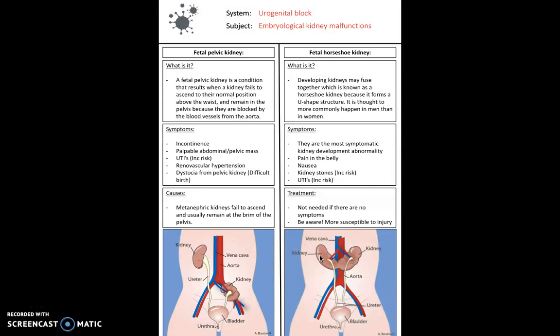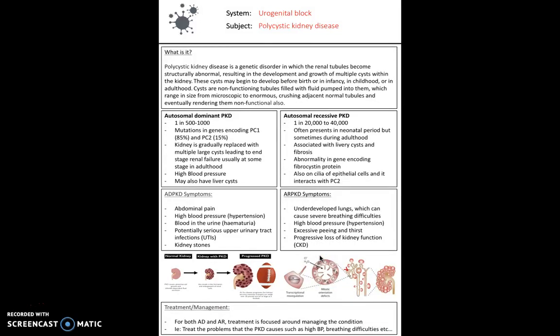Moving on, we looked at polycystic kidney disease, which is a genetic disorder in which the renal tubules become structurally abnormal, resulting in the development and growth of multiple cysts in the kidney. The cysts are non-functioning tubules filled with fluid pumped into them, which range in size from microscopic to enormous, crushing adjacent normal tubules and eventually rendering them non-functional also.